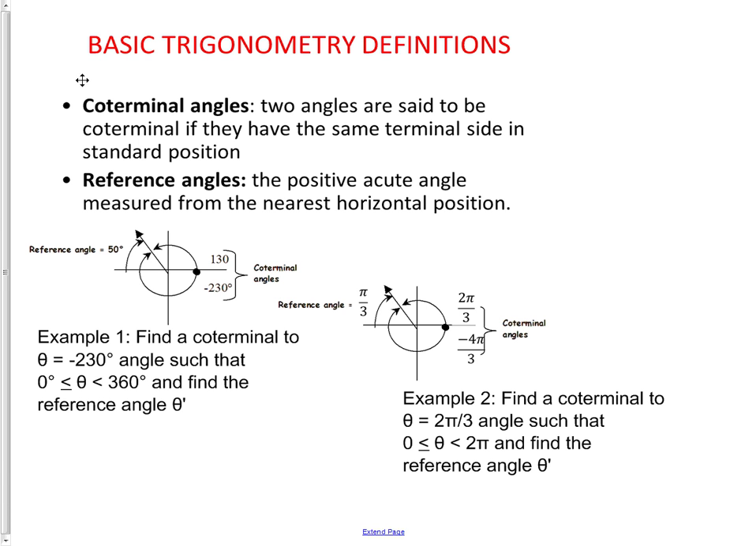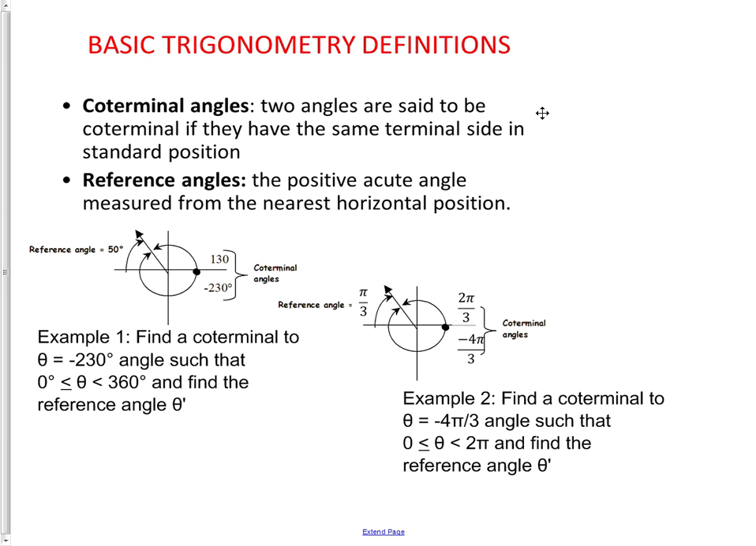One of the things that we definitely have to know about is our coterminal angles. To remind you, two angles are said to be coterminal if they have the same terminal side when drawn in standard position. We can see a couple of examples down here below. We'll go through that. There's also something called a reference angle.